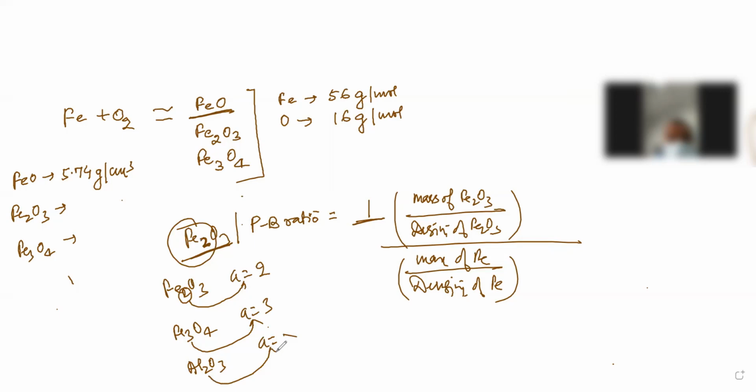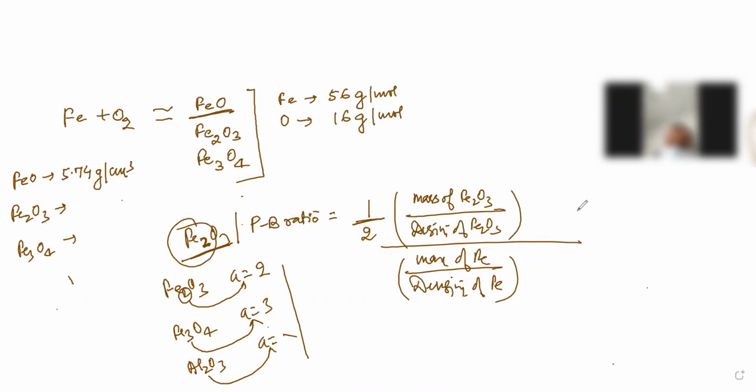Fine. So what is the value of A in the case of Fe2O3? It is 2, right? Fe2O3, A will be 2. So 1 by 2. Easy?